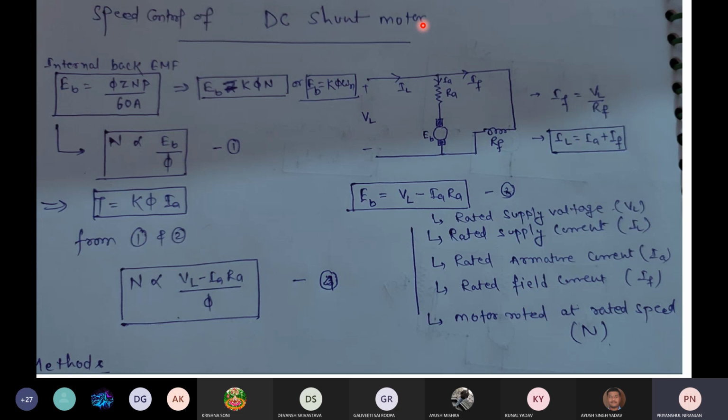So what is the method of speed control of the DC shunt motor? You know about the DC shunt motor method, how to control it, when you perform the experiment on an online basis. Tell me the method, how to control the speed.